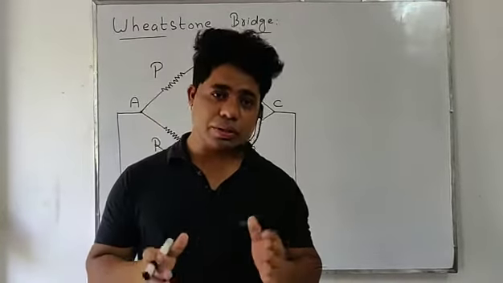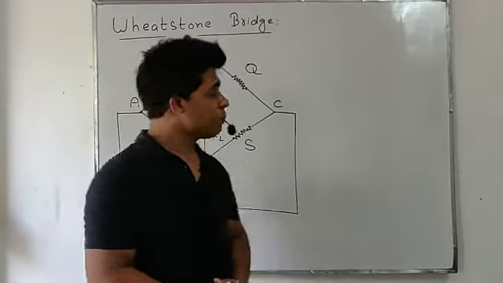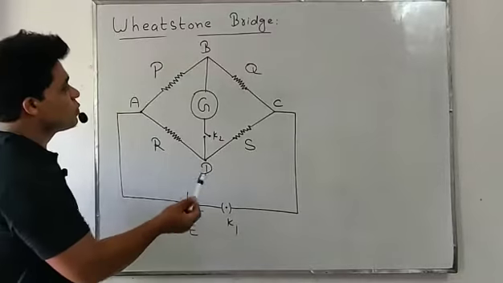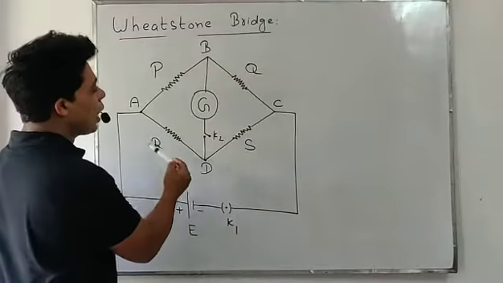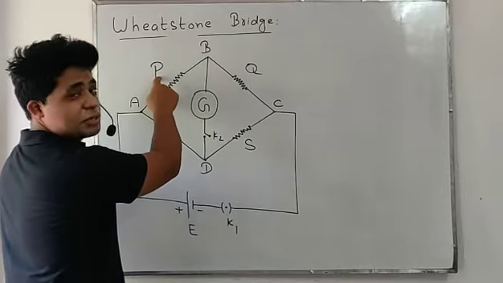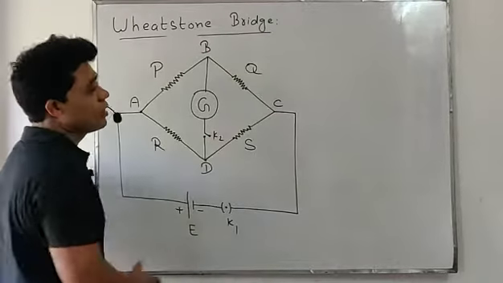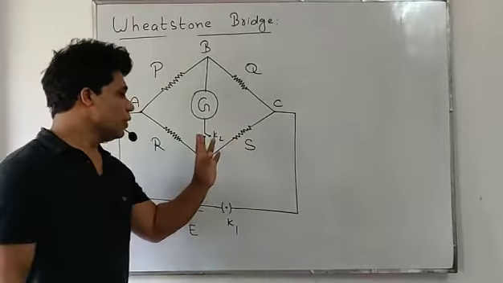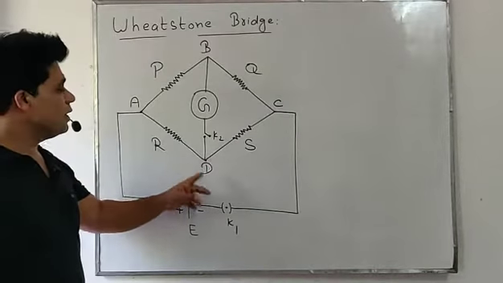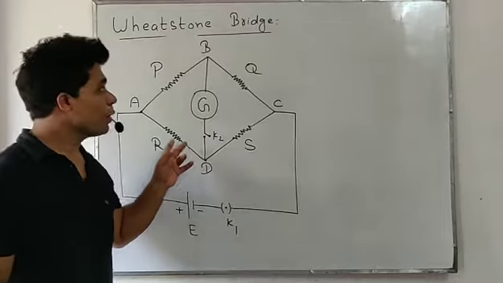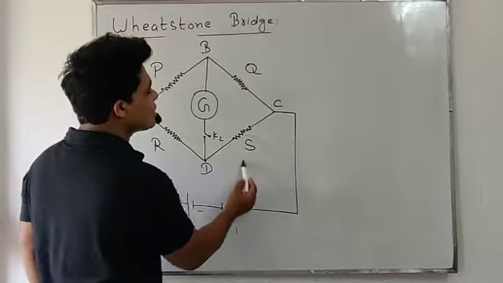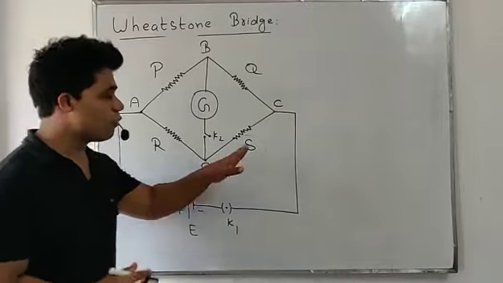Now students, we'll discuss its construction part. See students, it consists of four resistances, as you see, P, Q, R, S. AB side represents the resistance P, BC side represents the resistance Q, DC side represents the resistance S, and AD side represents the resistance R. Suppose S is the unknown resistance that we have to find.